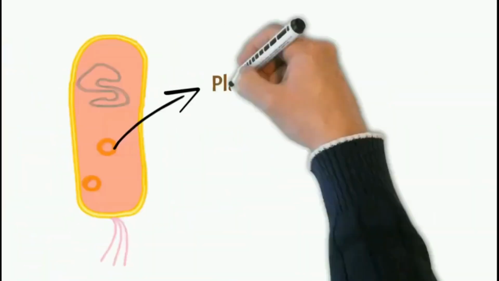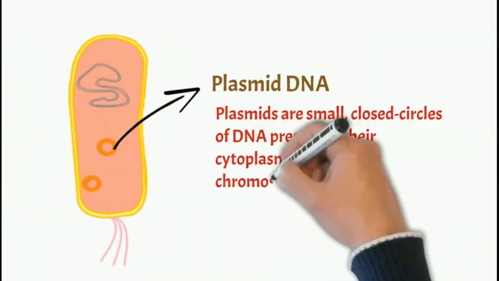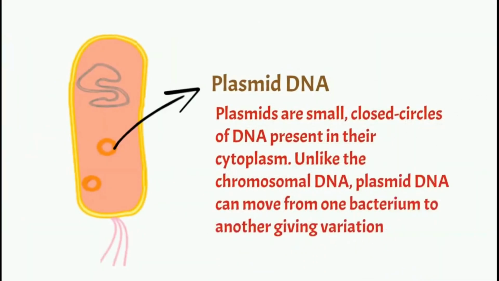Following this, we have the plasmid DNA. So the plasmids are small closed circles of DNA present in their cytoplasm. Unlike the chromosomal DNA, plasmid DNA can move from one bacterium to another, which can create variation among the bacteria species.